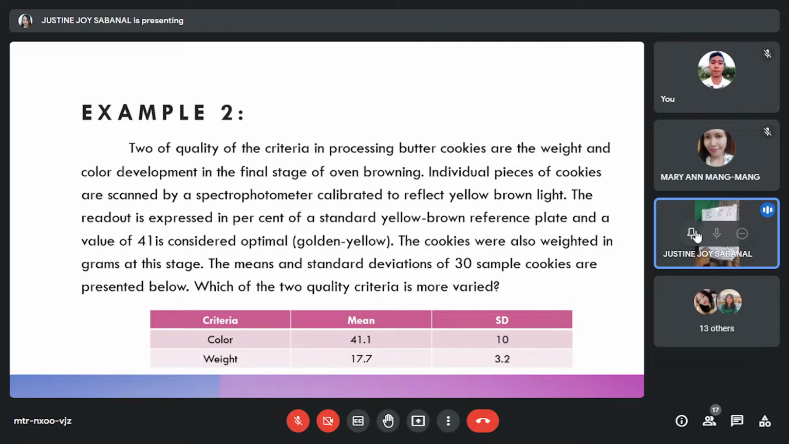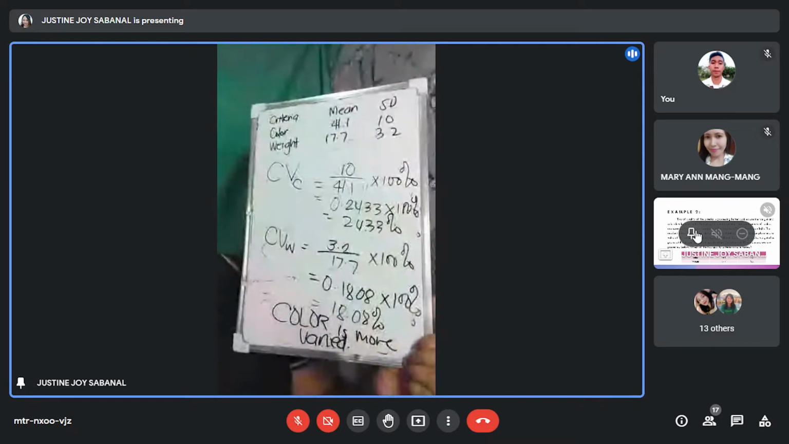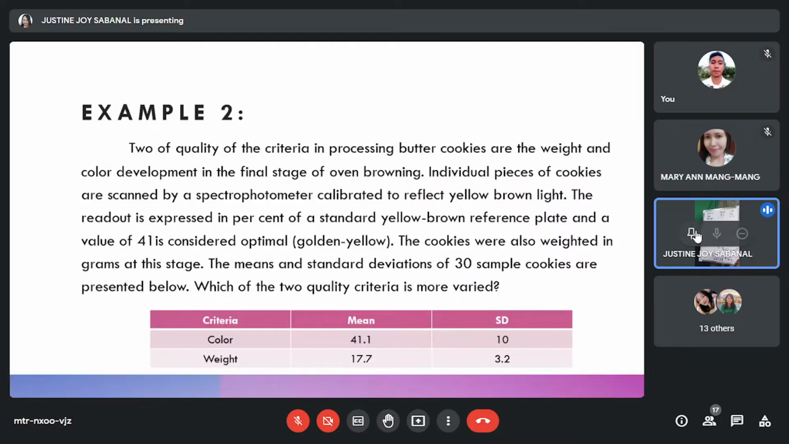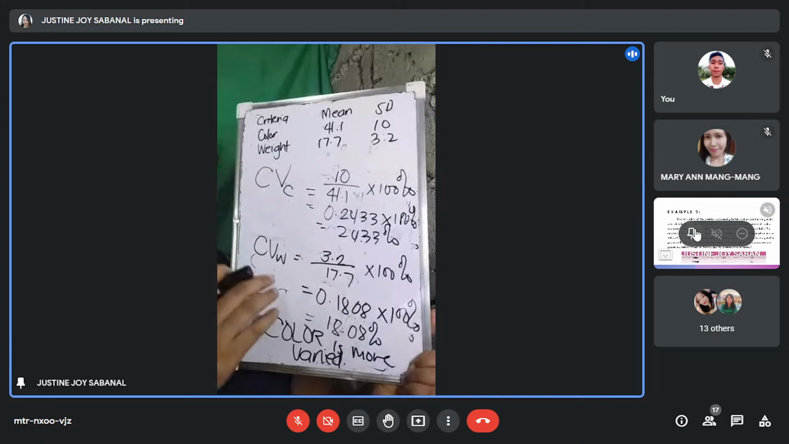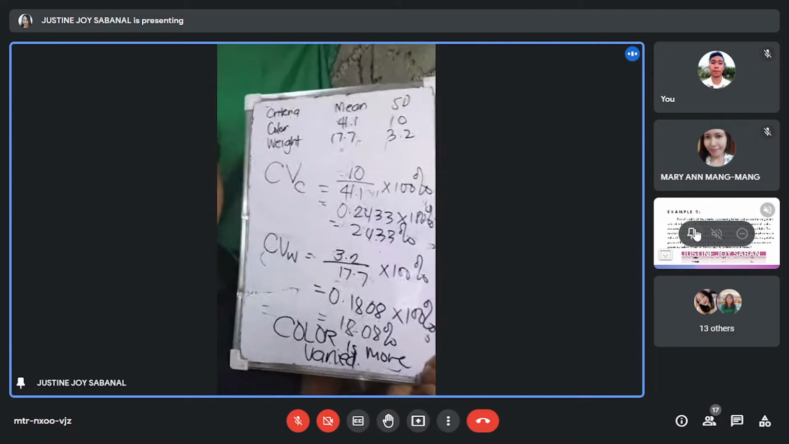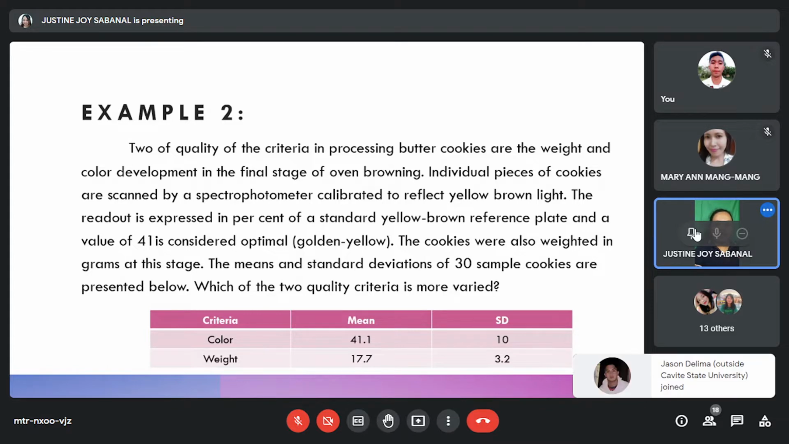So, pagdating naman dun sa weight, so we have 18.08. So, 0.18 times 30, around 5 to 6 information lang. So, mas maraming data yung nagde-deviate dun sa color compare dun po sa weight. So, yan lang po yung sa coefficient of variation. So, para ma-determine nyo ilan yung data, yung number of samples, imumultiply nyo lang doon sa value ng coefficient of variation. So, that is the estimated number of data or values na nagre-reflect po na nagde-deviate siya around the mean.